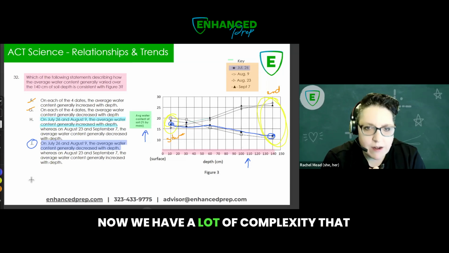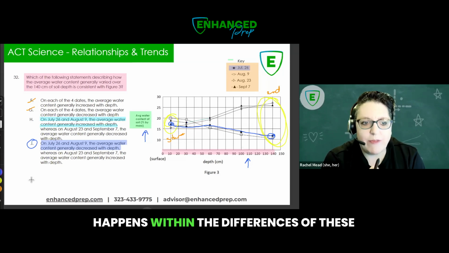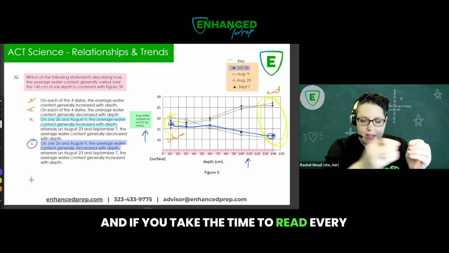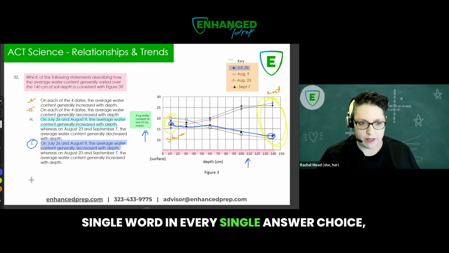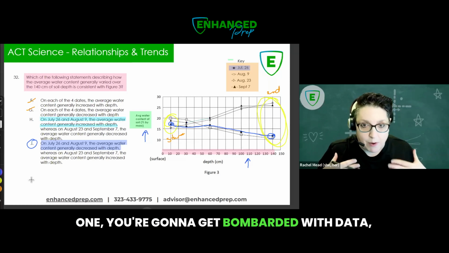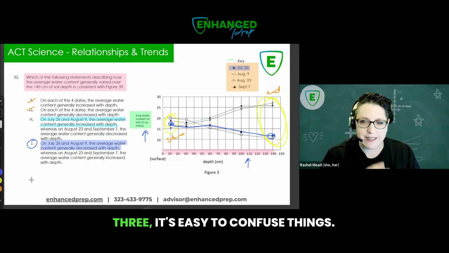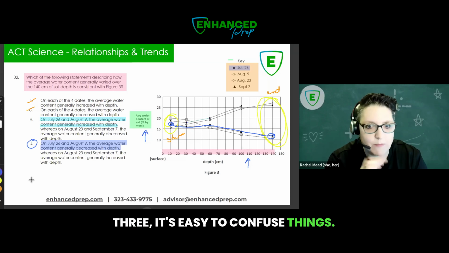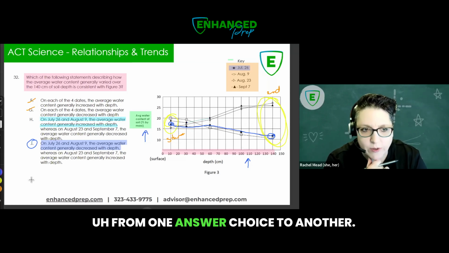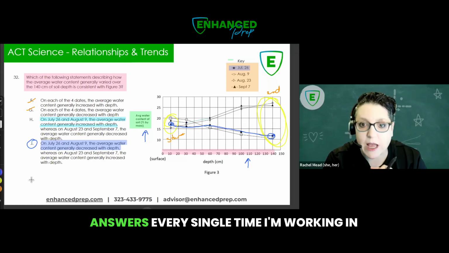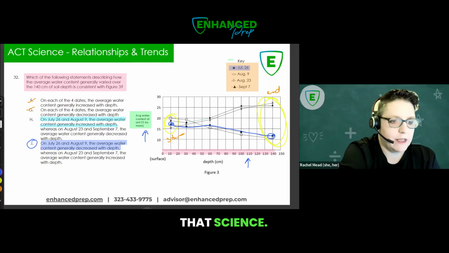Now, we have a lot of complexity that happens within the differences of these answer choices. And if you take the time to read every single word in every single answer choice, one, you're going to get bombarded with data. Two, it's going to take you more time. And three, it's easy to confuse things from one answer choice to another. So instead, my job is to quickly compare my answers every single time I'm working in that science.